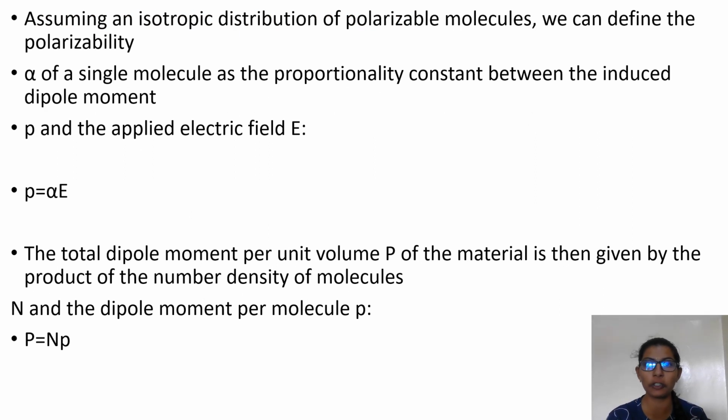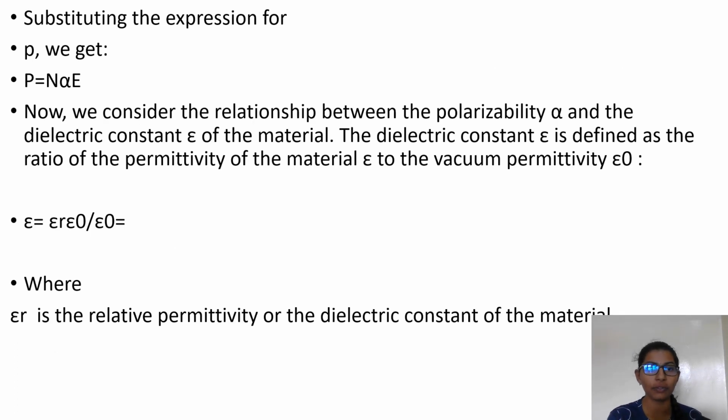Assuming an isotropic distribution of polarizable molecules, we can define the polarizability alpha of a single molecule as a proportionality constant between the induced dipole moment p and the applied electric field E. p is equal to alpha E. The total dipole moment per unit volume P of the material is given by the product of the number density of molecules N and the dipole moment per molecule p, so P is equal to N p. Substituting the expression for p, we get P is equal to N alpha E.